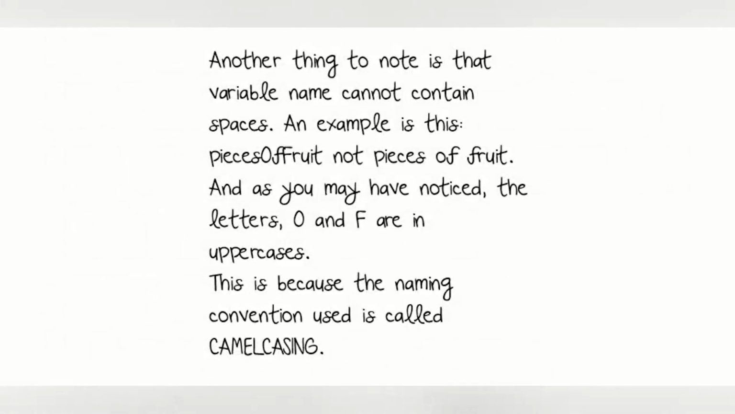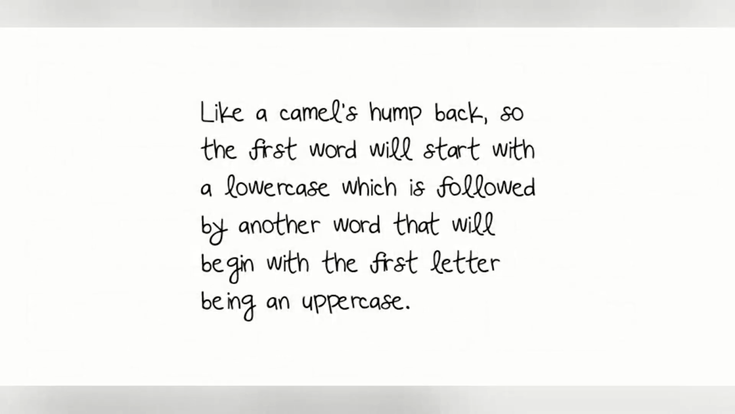Another thing to note is that variable names cannot contain spaces. An example is piecesOfFruit. As you've noticed, the O and F are in upper case. This naming convention is called camel casing. Like a camel's humpback, the first word will start with a lower case, which is followed by another word that will begin with the first letter being an upper case.